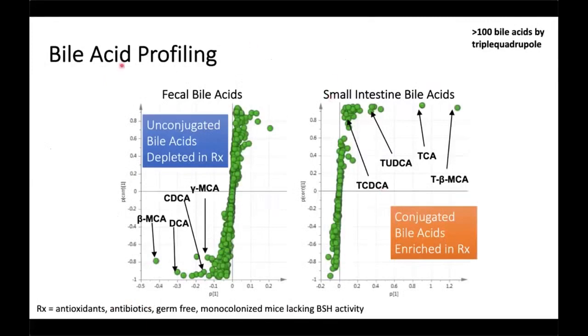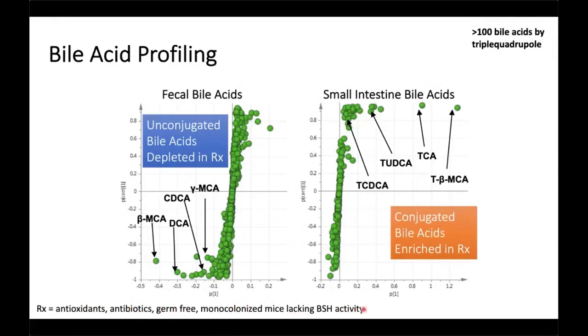So I want to summarize a lot of different experiments that we conducted over the last few years. And this has all been done largely in mice, although I will end my talk with a discussion of some of this bile acid profiling in humans. We looked at mice treated with really potent antioxidants, antibiotics, mice that are germ-free, or mice that are monocolonized, meaning germ-free mice that are colonized with a specific bacteria.